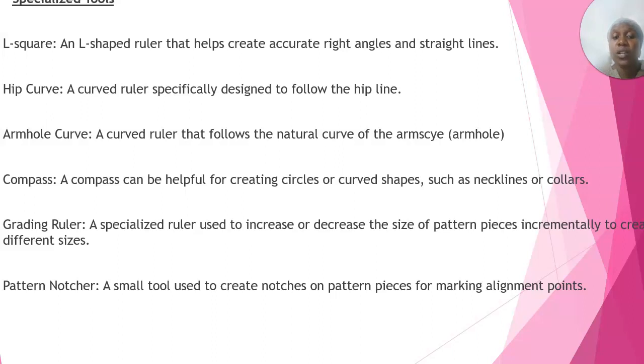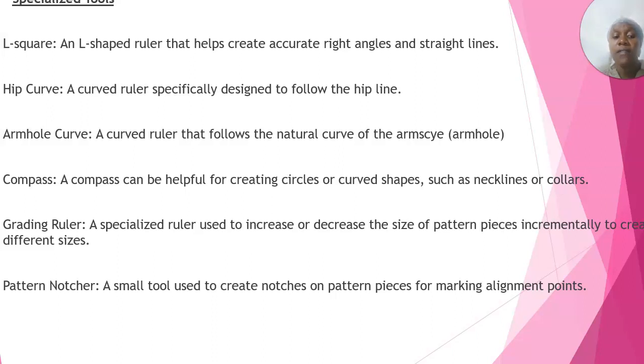It is used to increase or decrease the pattern pieces to create different sizes, like size 12, size 14, size 10. So if you are a size 12, you're using pattern pieces for size 12 and you want to go to size 10, you're going to use a grading ruler, because you are going to decrease the size of the pattern pieces. And if you have size 12 and you want to go to size 14, you're going to use the grading ruler, because you're going to increase the size of the pattern pieces.